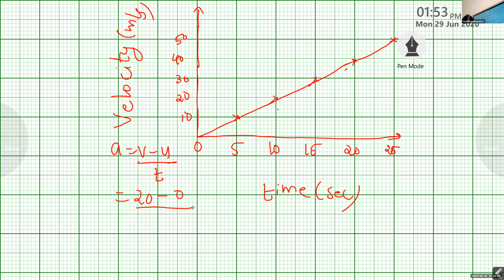Corresponding to 10 seconds the velocity is 20. Therefore 10 minus 0 is 10. So what is the answer? What acceleration will you get? 2, and the unit is meter per second square. So this is the portion I am shading, that is where we found the acceleration. Did you understand, all of you? Those who are late, I hope you have also understood how to find acceleration from a velocity-time graph. Okay?